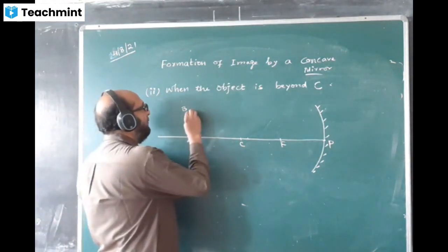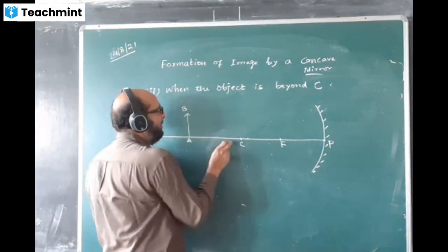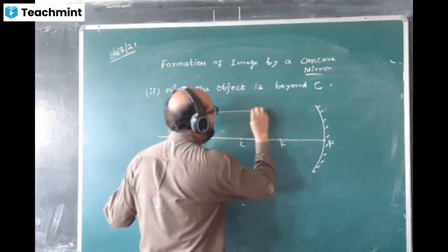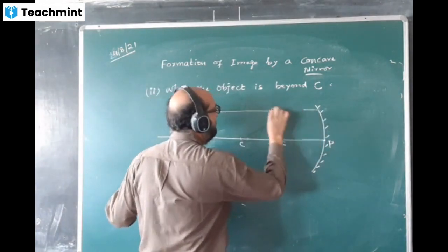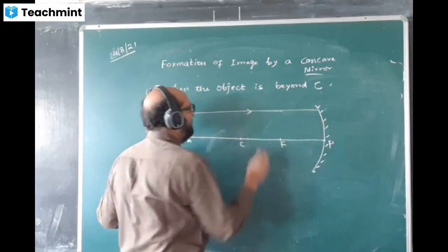First, one line we will draw parallel to this one. We draw a line like this. Draw a straight line using ruler like this.